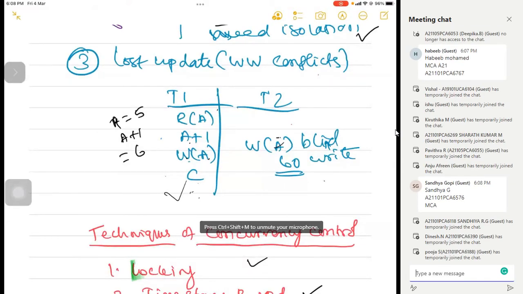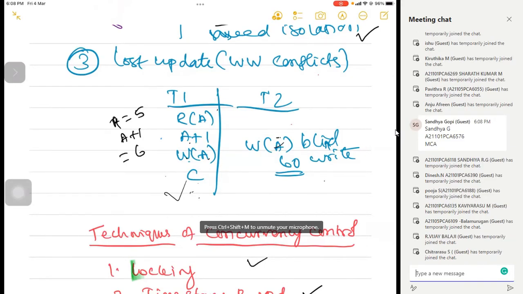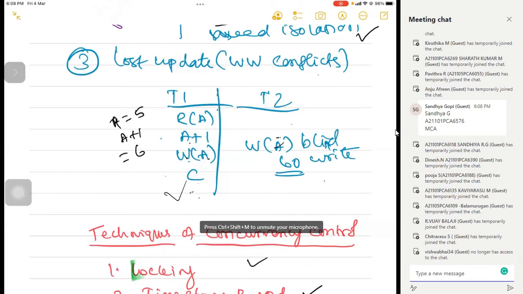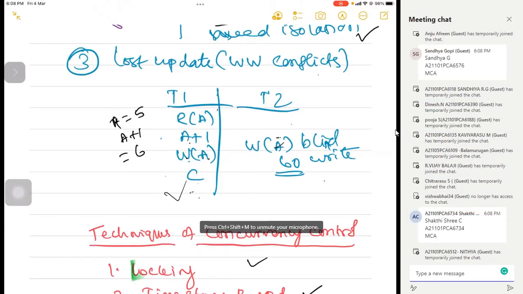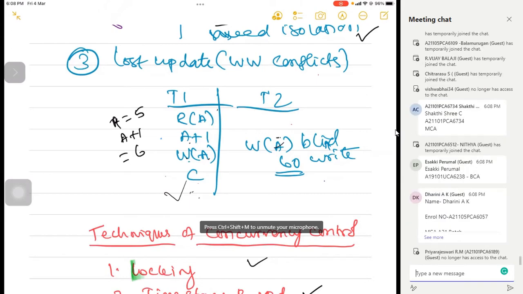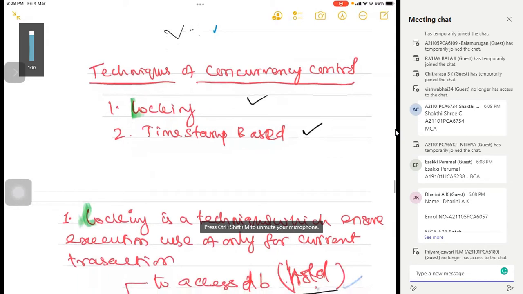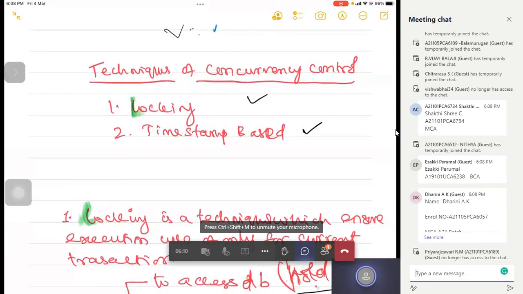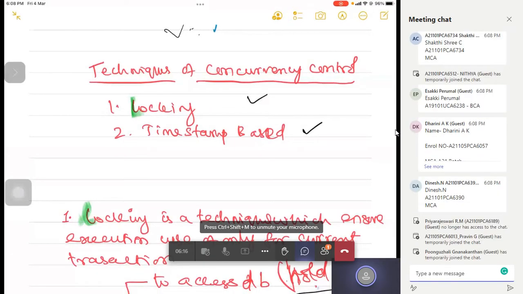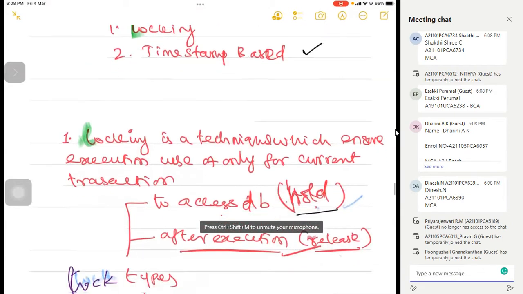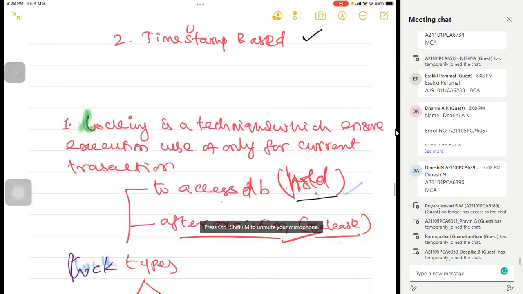During concurrent operations, we should maintain the ACID property. How is it possible that the ACID property is satisfied along with concurrent operations also being carried out? So the techniques of concurrency control are locking, and another one is timestamp-based protocols. First one is locking.